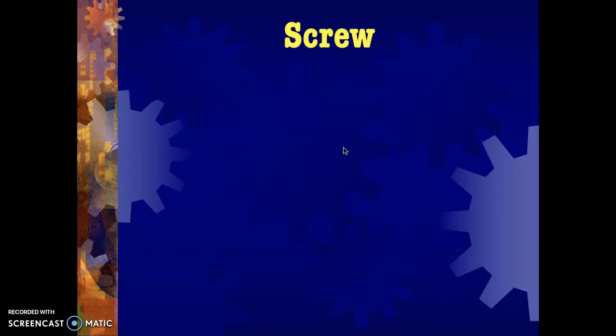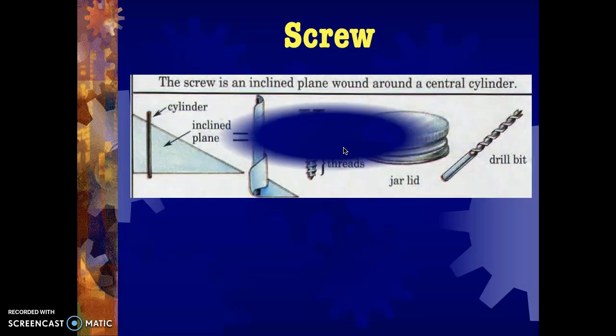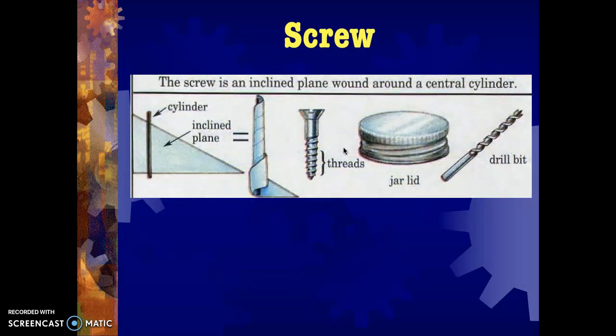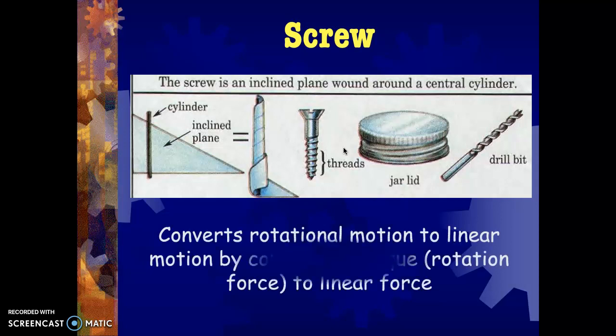After we get done with levers here, we're going to run into screws. What is a screw? A screw is actually a special type of inclined plane, but they have given it its own name. What does a screw do? It converts rotational motion, so spinning motion, into linear motion or straight line motion. It does this by converting something called torque, which is a type of force, rotational force, into, again, linear or straight line force. So in other words, we're going to turn the screw to make it go in a straight line forward. That's what a screw does.